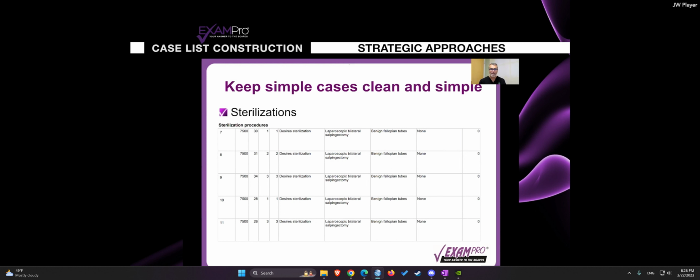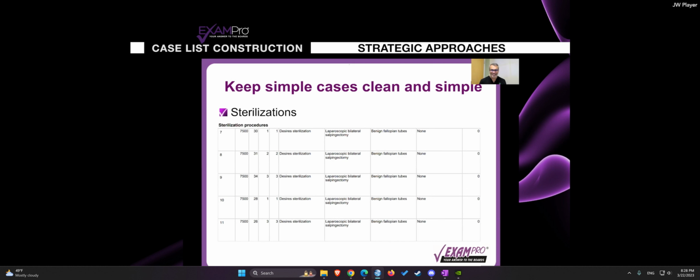to be listed. You have the indication, which I talked about, that there are different ways you can describe that. In this case, it's been described as desire sterilization. You have the procedure itself. These are all bilateral salpingectomies. I suspect for many of you, this is exactly how your sterilizations will look because you're doing mainly bilateral salpingectomies.